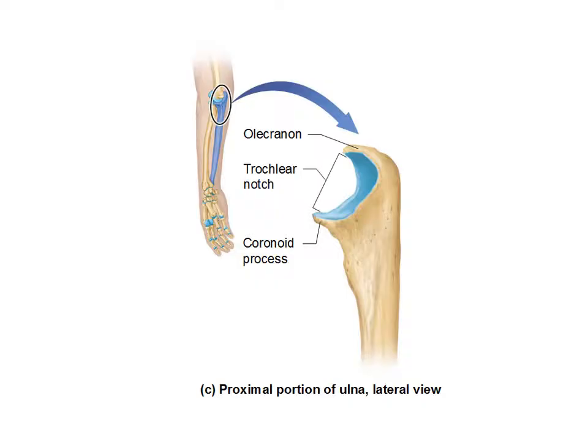So here's a magnified view of the olecranon and trochlear notch in the coronoid process, and you can see how they fit together here in the elbow joint. So you have this olecranon, the trochlear notch fitting around the trochlea of the humerus.